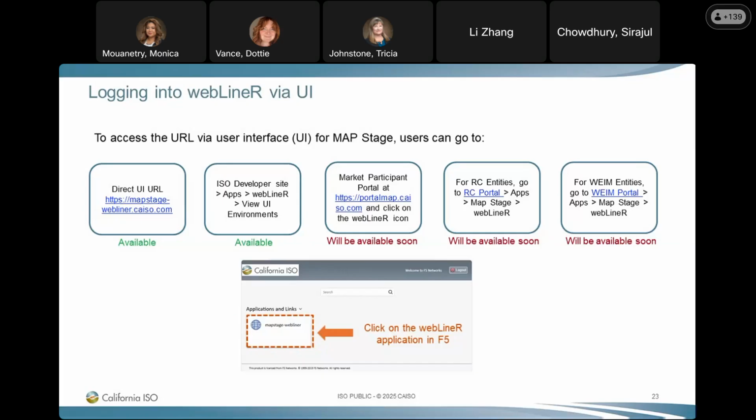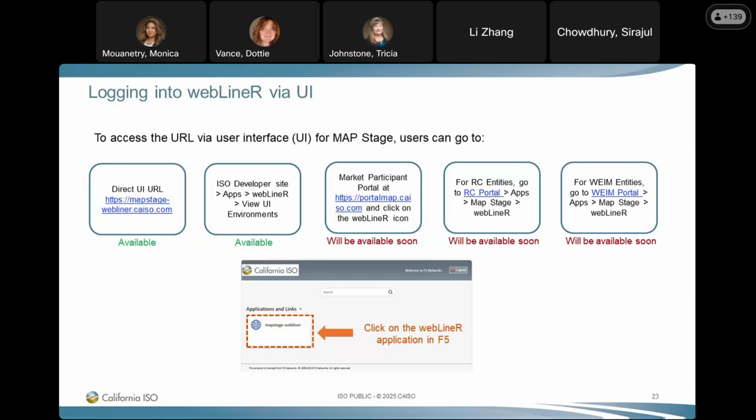Once you've established access and you need to be able to access the application, I want to make sure I tell you where to go to find the links. In this case, I've listed 5 different sources. Again, here's the direct URL for the UI map stage environment. You can also go to the ISO developer site, where you can follow this path: go to the apps, WebLine R, and then click on the View UI Environments option, and it'll open up a page that gives you the map stage UI URL.